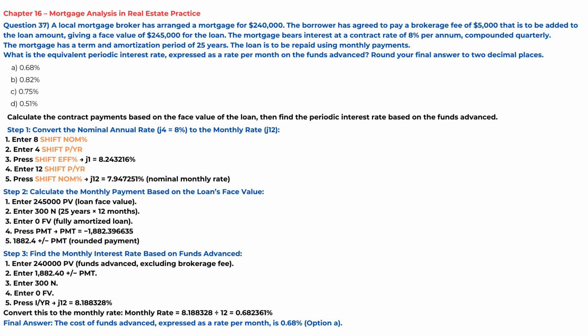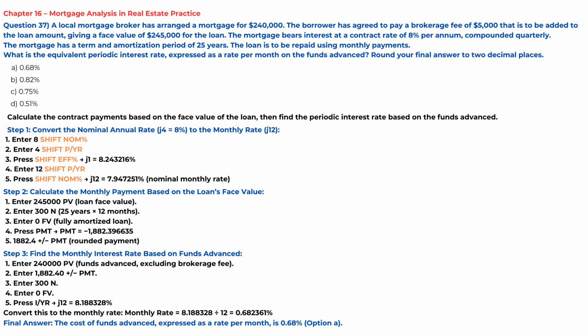A local mortgage broker has arranged a mortgage for $240,000. The borrower has agreed to pay a brokerage fee of $5,000 that is to be added to the loan amount, giving a face value of $245,000 for the loan. The mortgage bears interest at a contract rate of 8% per annum, compounded quarterly.